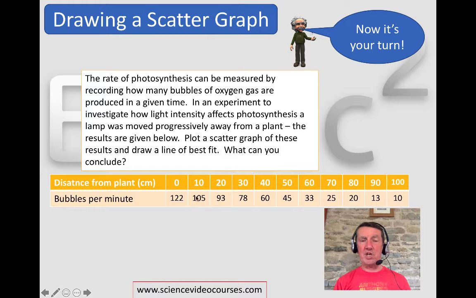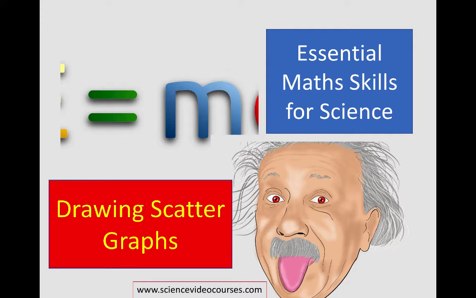And look how the bubbles change. 122 there, 10 there. Now plot a scatter graph of these results and draw a line of best fit, and from this, what can you conclude? Aha. So that's the end of this video.